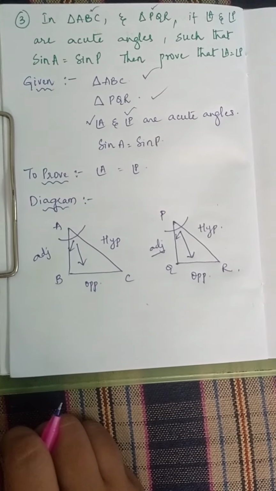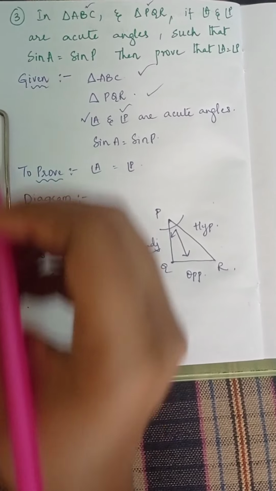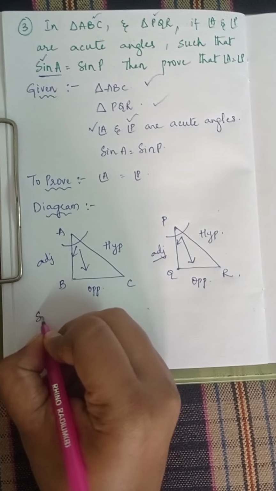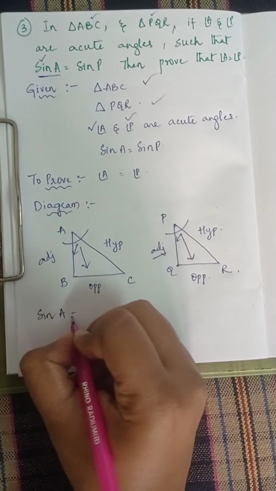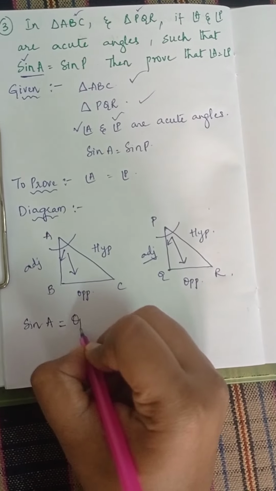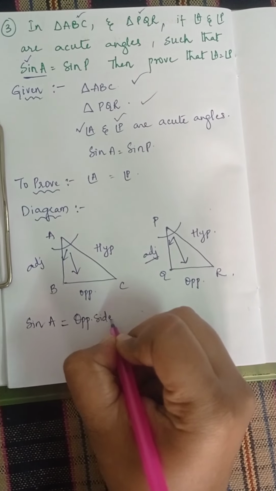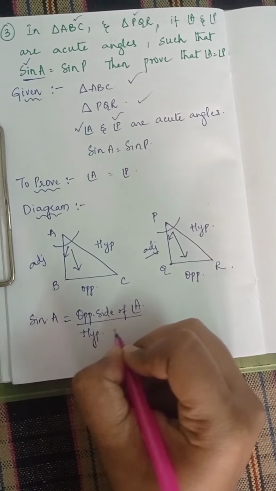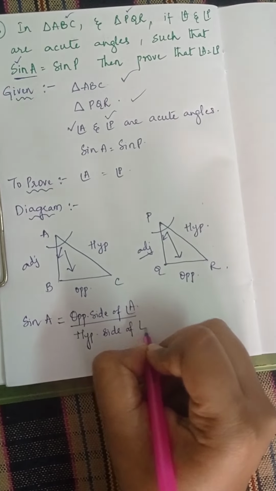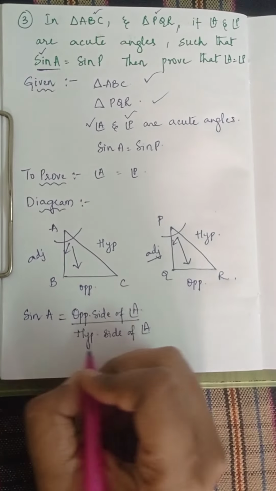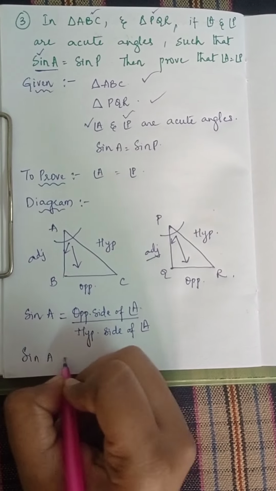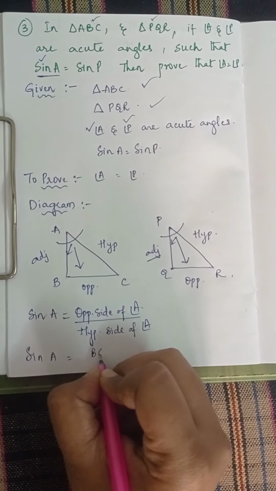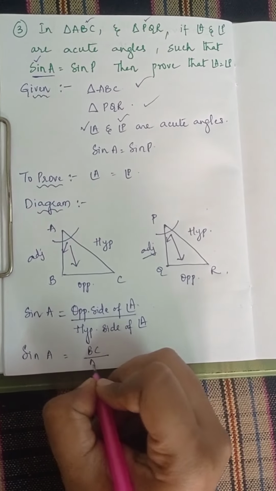Okay, hope you are clear up to this. As they have given sine A in the question, we are taking sine A. We know that sine A is equal to the opposite side of angle A divided by the hypotenuse side of angle A, right? So sine A is equal to the opposite side, which is BC, by the hypotenuse side, which is AC.